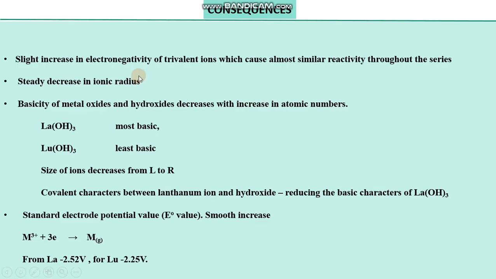There are certain properties which can be explained on the basis of this lanthanide contraction, which in other words we can say is the gradual decrease in size. Electronegativity of the series for trivalent ions also changes gradually. So if you consider the electronegativity in the series, you will find very small difference between lanthanum and lutetium at the two extremes of the series.